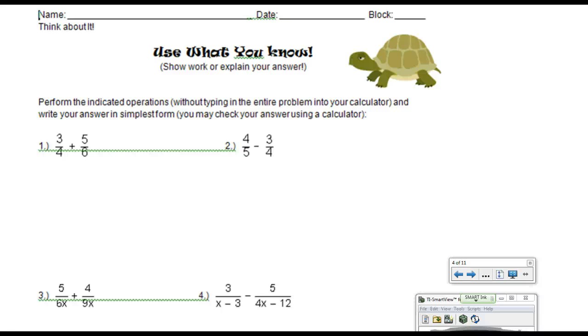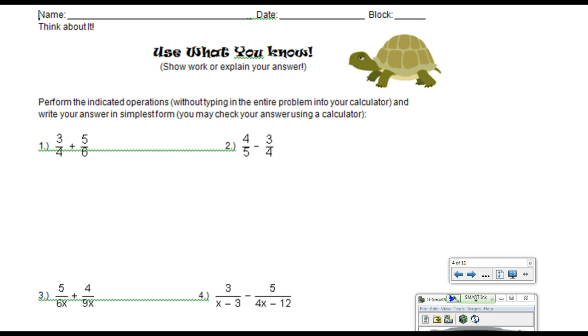Hi, today we're going to be adding and subtracting rational expressions. We're going to first start off with the use what you know, and again go back to when you first added and subtracted fractions. So problem 1, how do you add 3/4 plus 5/6, again without using your calculator?